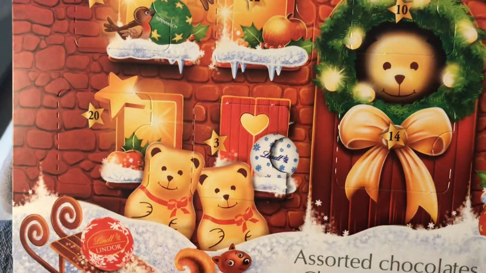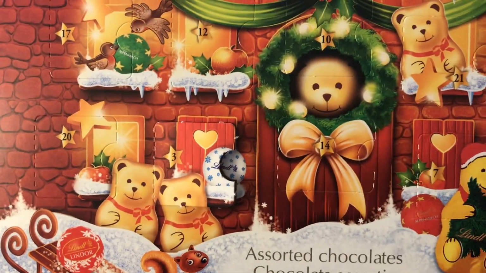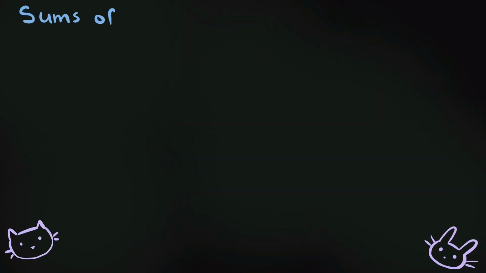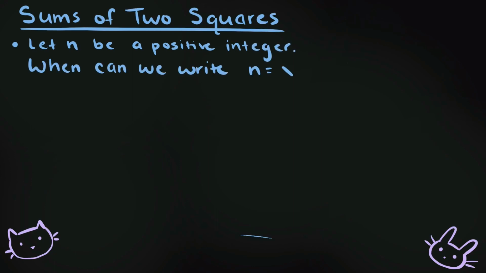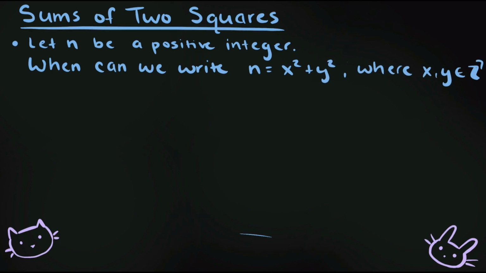So I'm going to talk about the sums of two squares today, and I'll talk about two results that have to do with that. So the first one is, if we have a positive integer n, when can we write it as a sum of two integer squares? So when can we write n equals x squared plus y squared, where both x and y are integers?